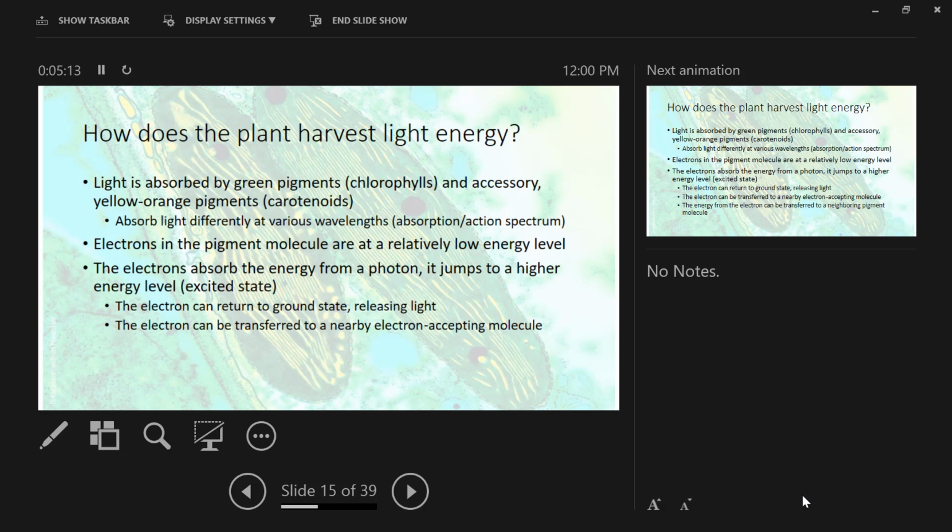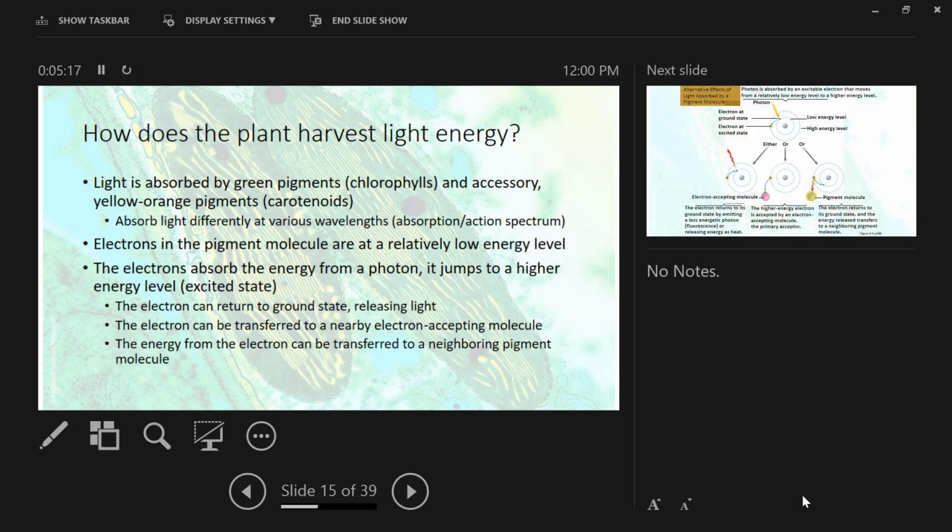The electron can be transferred. It can completely leave. The third option is the electron can drop back down, but instead of emitting its energy as light, it can transfer that energy to an electron in a neighboring molecule. Okay, so instead of releasing light when it drops back down, it can transfer that energy to a neighboring molecule. But not all of it. Some of it will be lost as light, some of it will be lost as heat, and some of it will excite an electron in a neighboring molecule.